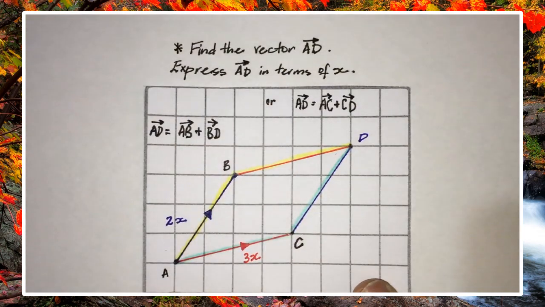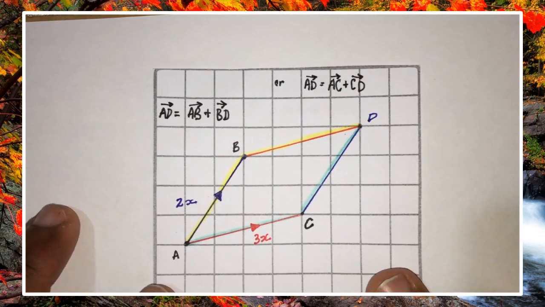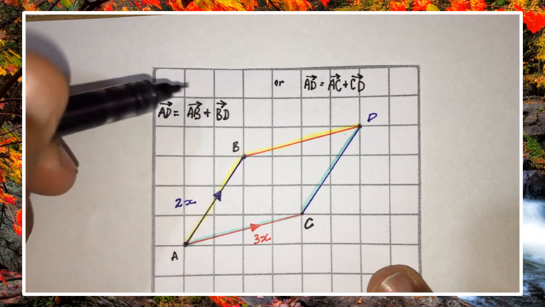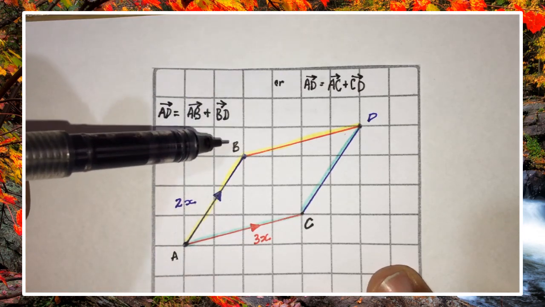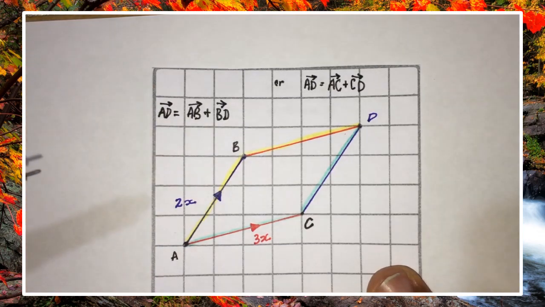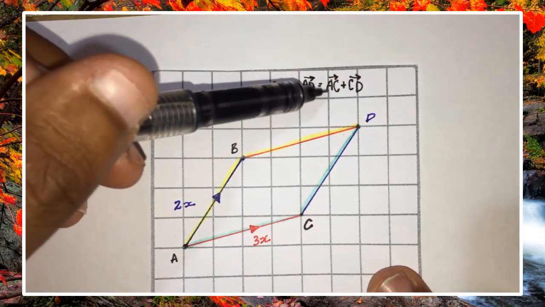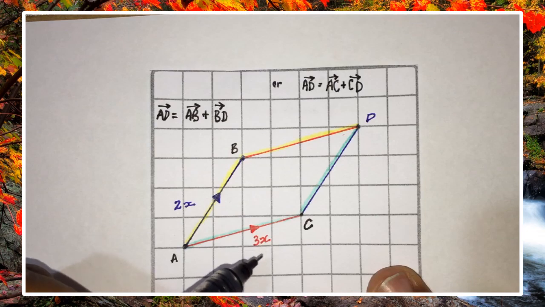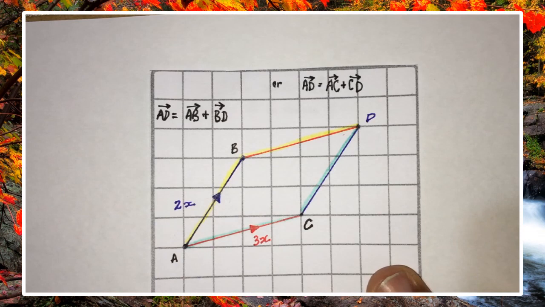So let's examine the diagram. Alright, so A to B would have been 2x. But we don't know what B to D is. We don't have a measurement for that. So it looks like we can't really use it. Let's look at this method. A to C is 3x, good. But C to D, there's no measurement there. So it looks like we can't use it. Are we at a roadblock?